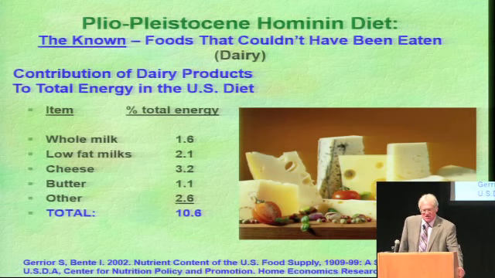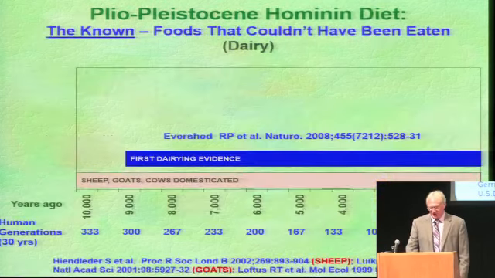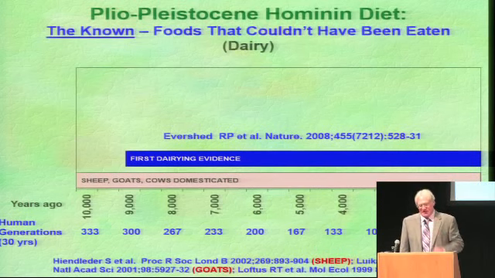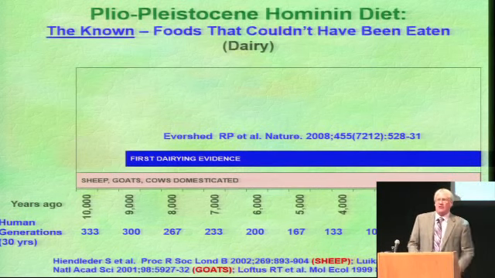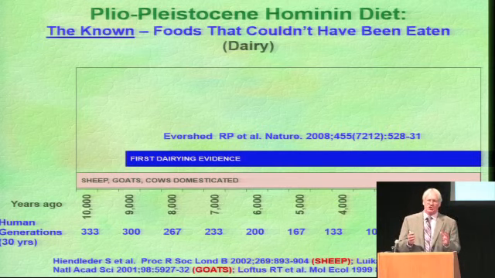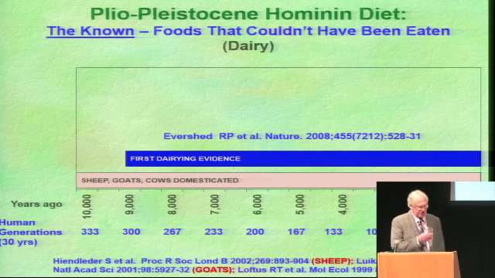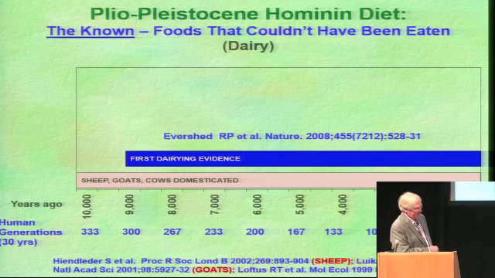You can see this is the content of dairy products in the typical Western and U.S. diet, about 10% of total energy. And this is data in which they look at the fatty acid composition on pottery shards, and they can see that indeed that fatty acid composition comes from milk and dairy products. The first dairying evidence comes from the Middle East about 9,000 years ago. We see it in Great Britain about 6,000 years ago.